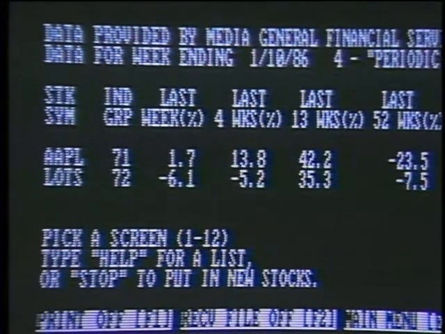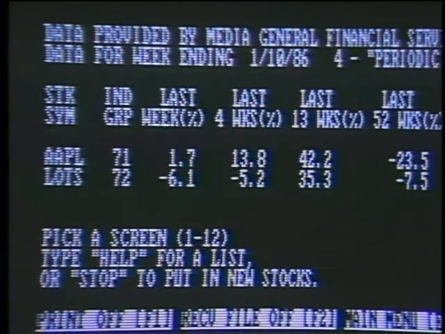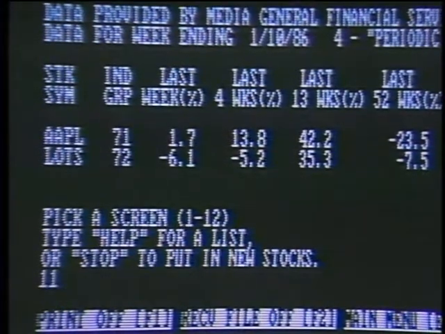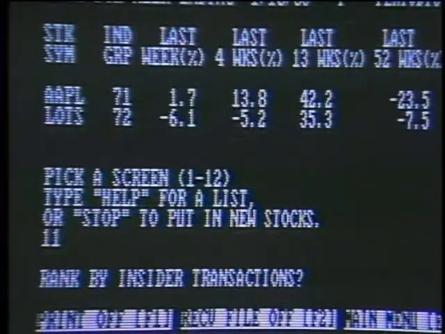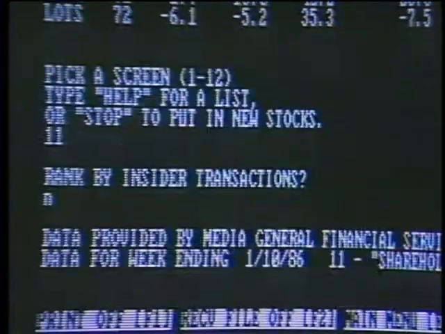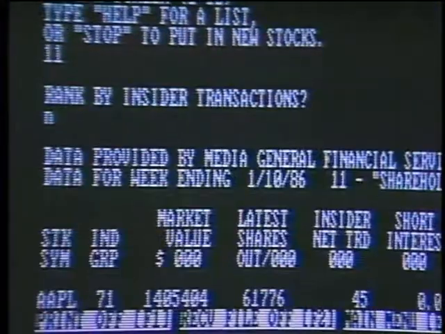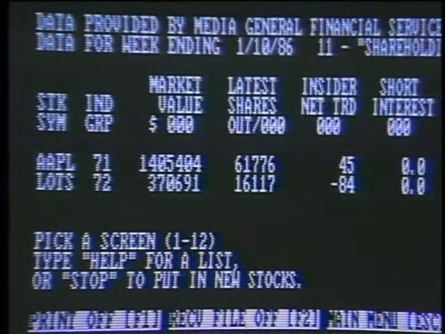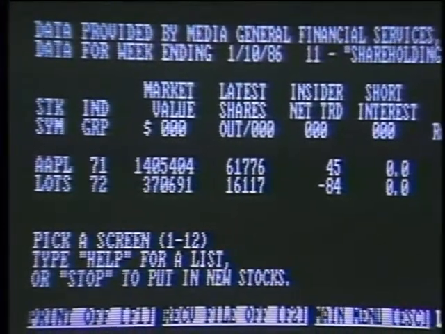Now, how would you do a transaction on the stock? Well, if I want to do a transaction... Well, can I stop you before you get to that? Suppose I want to know what the insiders are doing in these two companies. Okay, what we want to do there is, that happens to be on screen 11. So we've asked it for screen 11. It wants to know whether I'm interested in ranking those, and I've said no. So it comes back and says, 45,000 shares of Apple were purchased by insiders in the last reporting period. 84,000 shares of Lotus were sold.